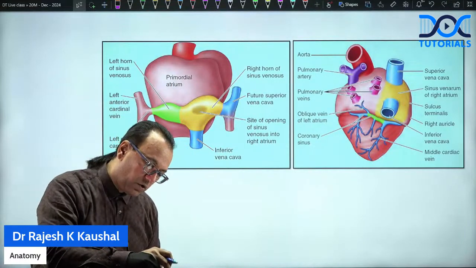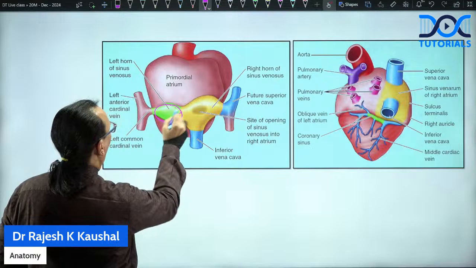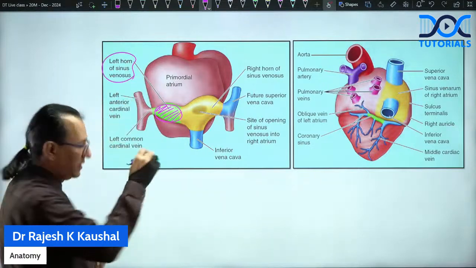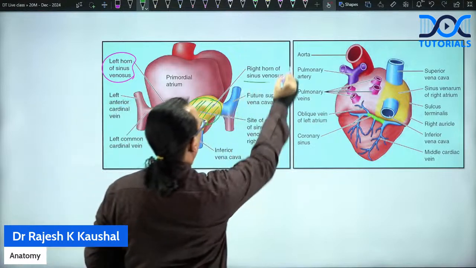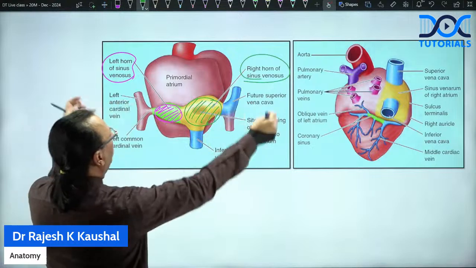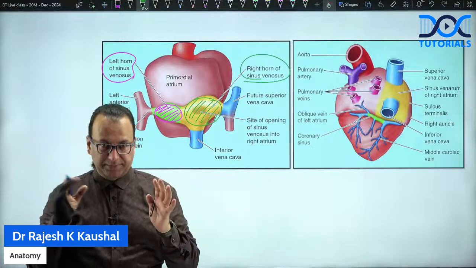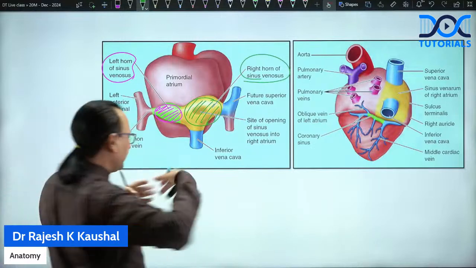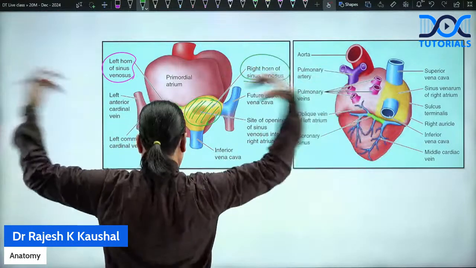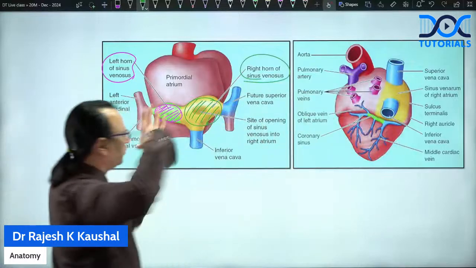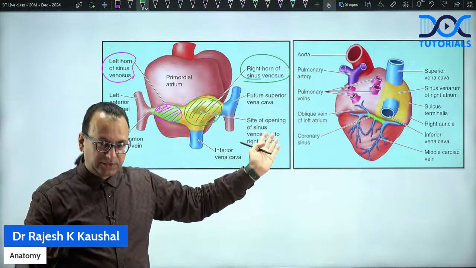So what do you see here? What I see here is, this is the left horn of the sinus venosus, and that is the right horn of the sinus venosus. And I see some veins bringing the blood into the sinus venosus. This is the beginning. Because you're looking from posterior, this is left, this is right. So right horn, left horn of the sinus venosus, and blood is now coming into the heart. Which veins bring the blood? Cardinal veins, vitelline veins, umbilical veins.